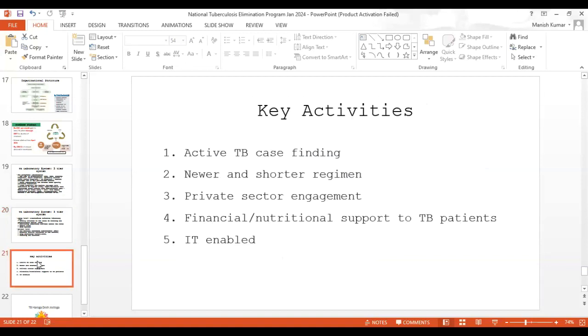The activities that have been envisaged in the National Strategic Plan are active TB case finding, newer and shorter regimens. There are different regimens for different types of TB cases. Then private sector engagement, and financial and nutritional support to the TB patients, and then monitoring. I wish I had added some of the dashboards. You are aware of the national dashboard, state level dashboard, which shows how many cases, right?